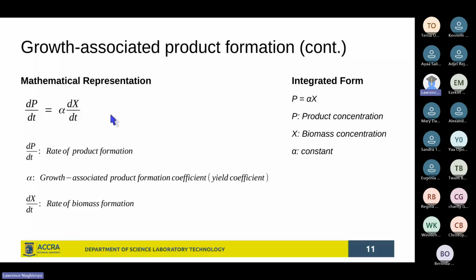And simply, you have the mathematical representation of this growth rate: dP/dt is equal to this constant, the growth associated product formation coefficient, times dX/dt, which is the rate of biomass formation. You can look at it as the rate of maybe consumption of the medium, for instance. You can look at it that way as well.